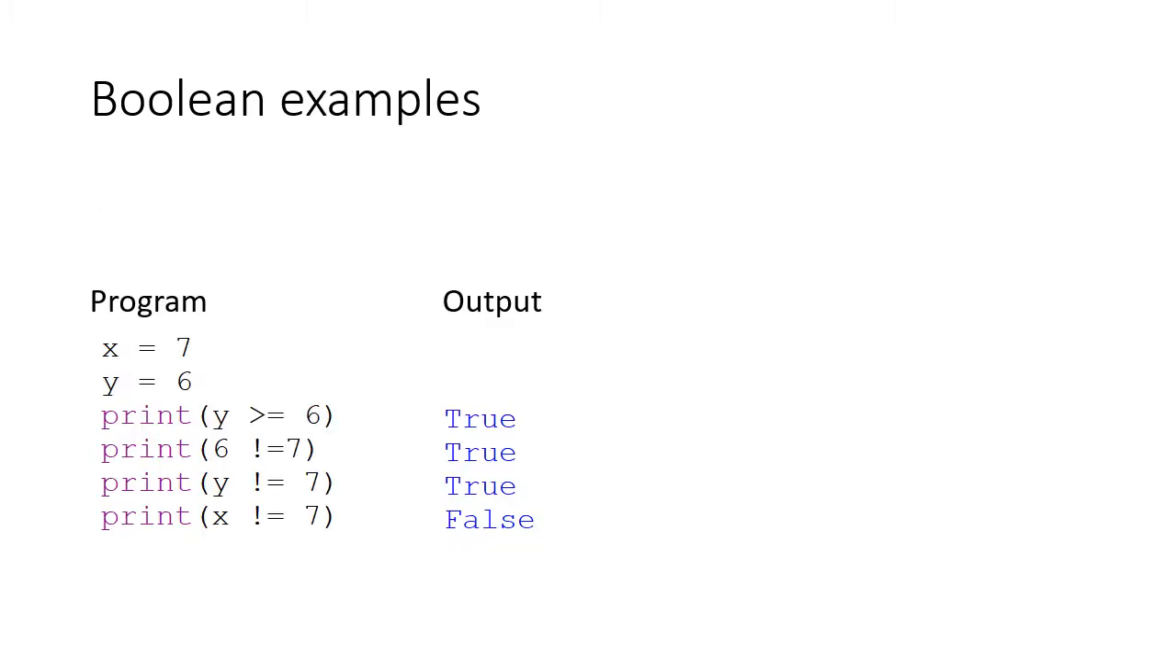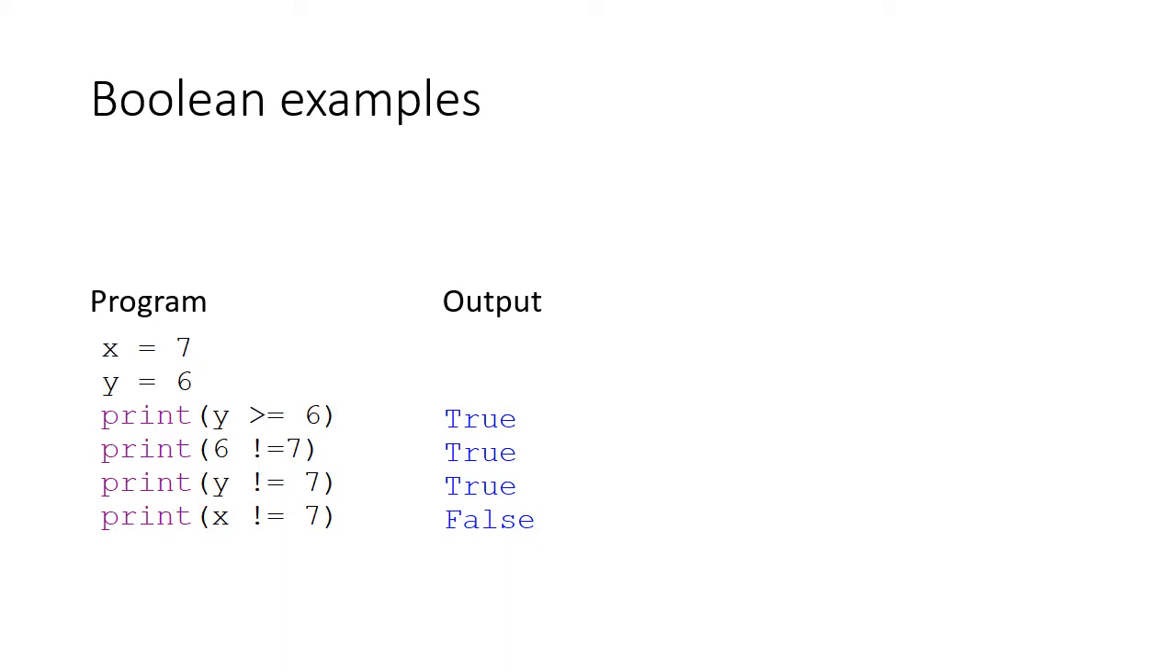Alright, so some examples of Booleans here. If x equals 7 and y equals 6, we have print y is greater than or equal to 6. That's going to be true, since y is equal to 6. If we print 6 is not equal to 7, that's going to be true because 6 does not equal 7.